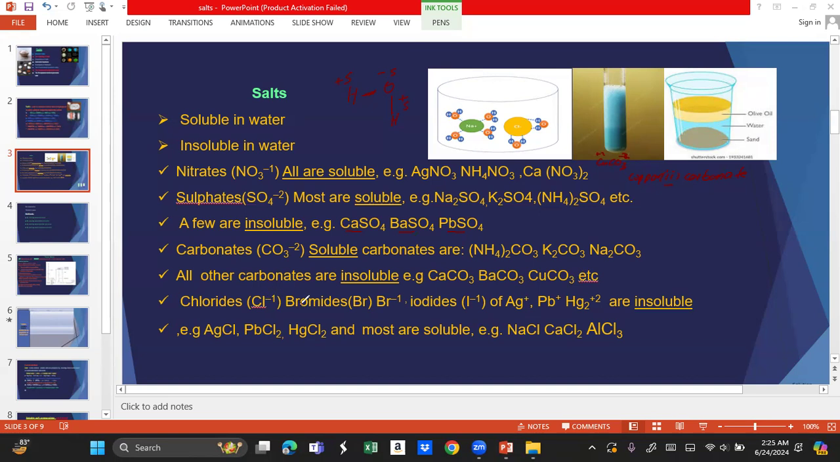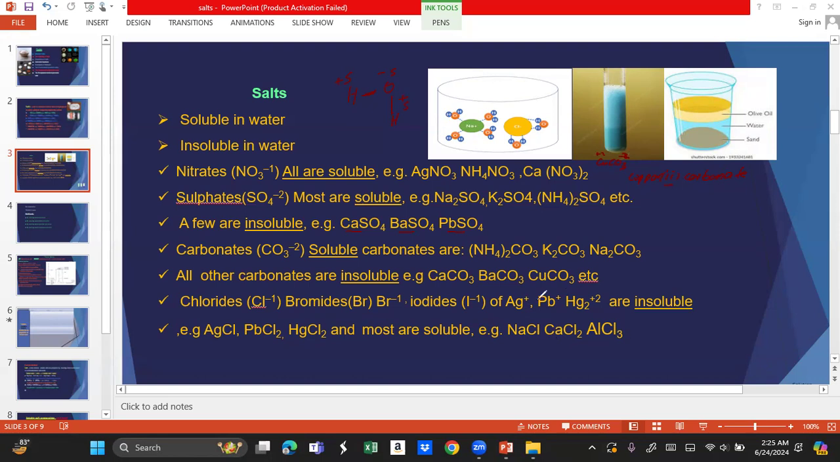When we're talking about chlorides, bromides, iodides of Ag+: AgCl in case of silver chloride, AgBr in case of bromide, AgI in case of iodides. Similarly, Pb2+, Hg2+. Whenever these ions are present with these negative ions, then they make insoluble salts. While all other salts are soluble. Those are NaCl, calcium chloride, aluminum chloride.